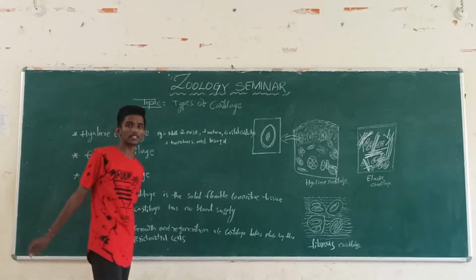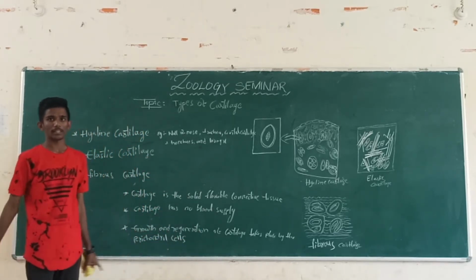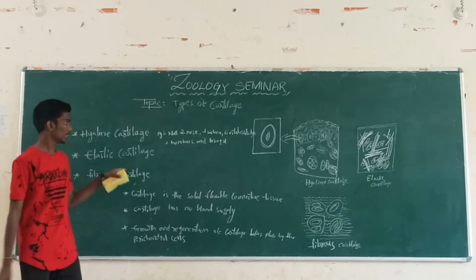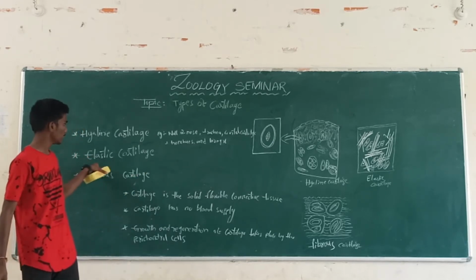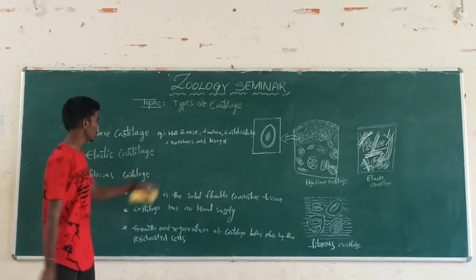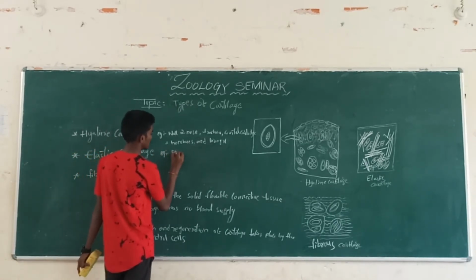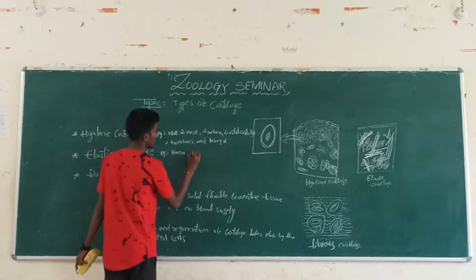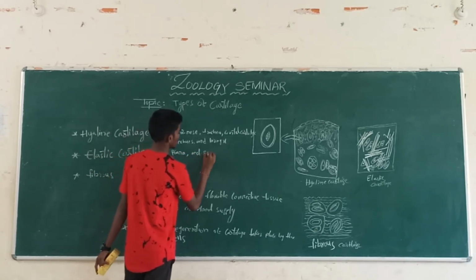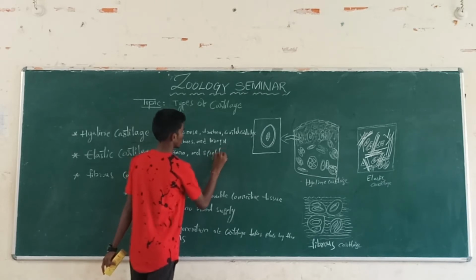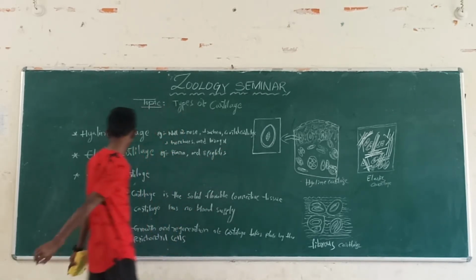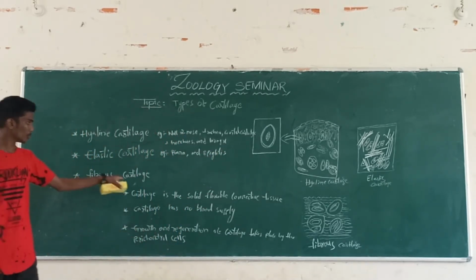Elastic cartilage is yellowish in color, and its strength and elasticity are given by the elastic fibers. Examples are the pinna and epiglottis. The last one is fibrous cartilage.